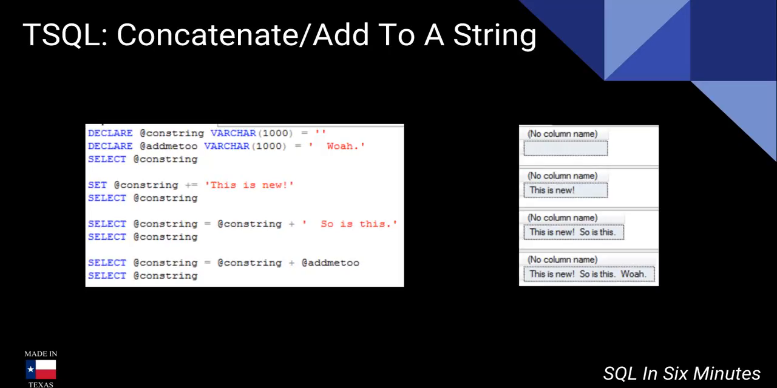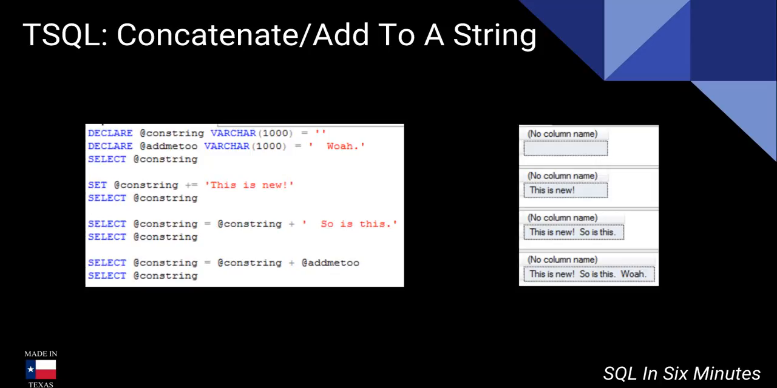All right, let's look at how to concatenate, add to a string. This is always handy, just a little development hack here, and there are a couple of different ways we can do it. So I'm going to declare two strings. One of my strings is going to be blank, and the other string is going to have a couple of letters in it. So we're going to play around with the blank string first.